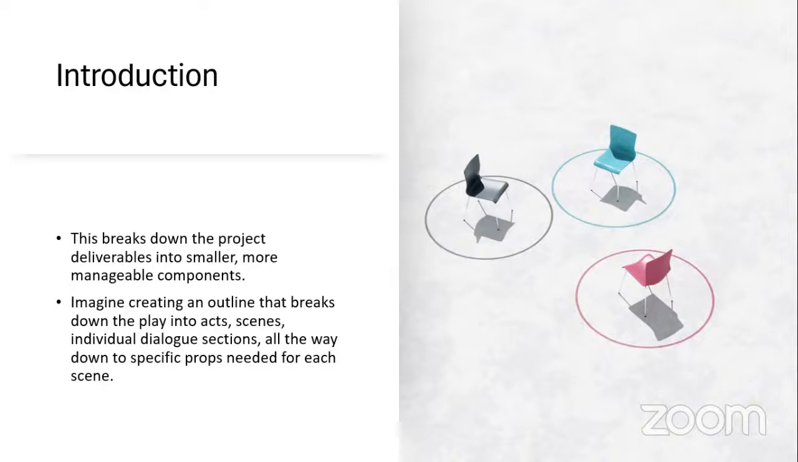Now, imagine writing a book. You have chapter 1. Then you have 1.0, 1.1, 1.2, 1.3, 1.4. Then chapter 2, 2.1, 2.2. That's what you want to do with your project. You want to break it down to the smallest manageable units.